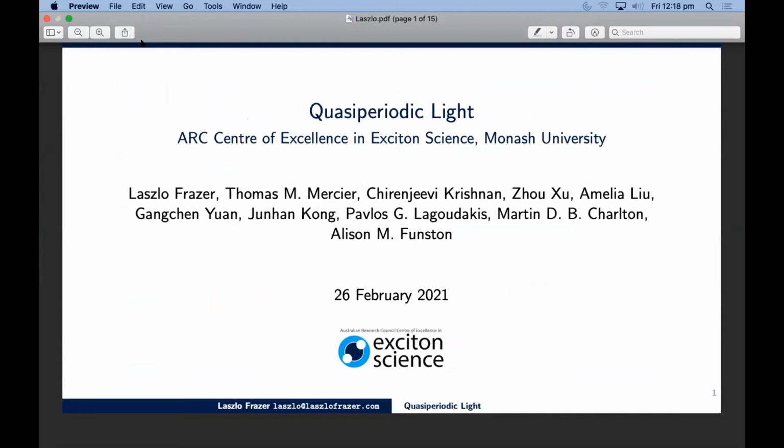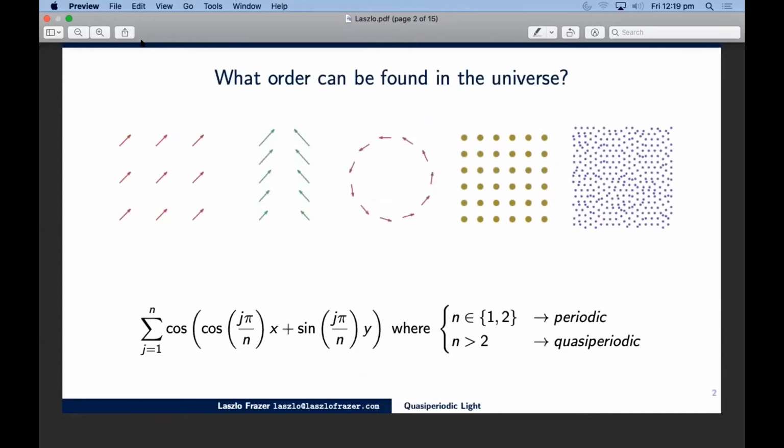So I'm Laszlo. I'm in the Funston group at the Monash node. And I'll be speaking today about quasi-periodic light. So the basic question we want to answer here is, what kind of order can be found in the universe? And I'll narrow that down a little bit to order in the light in the universe.